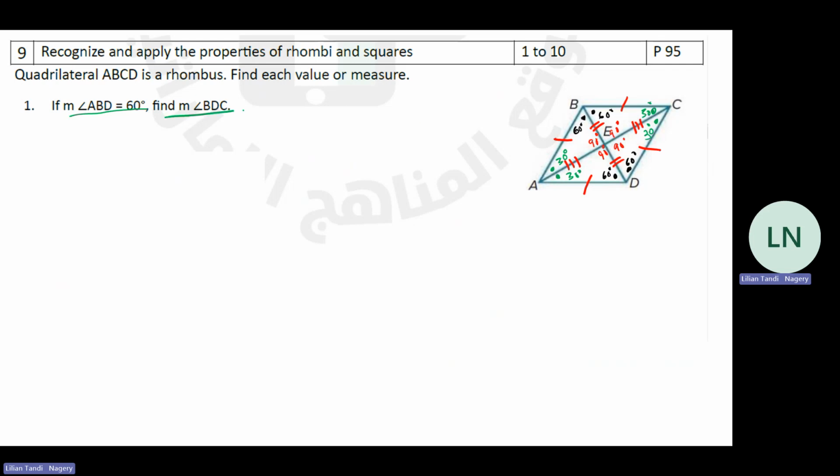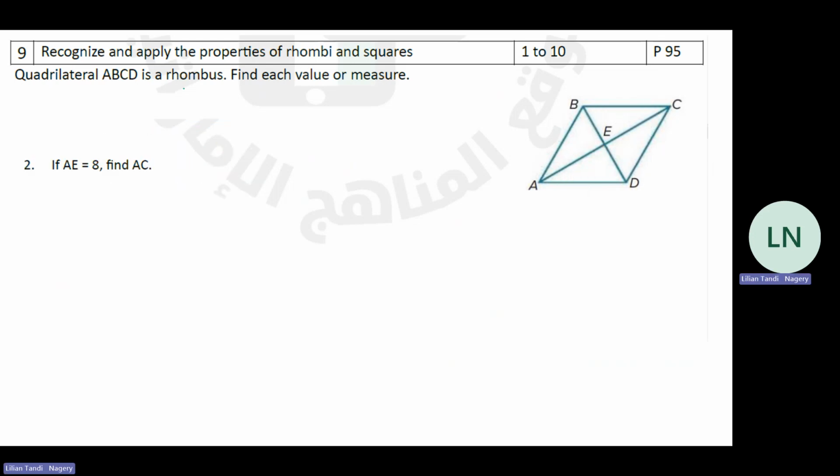Now, what do we want? We want angle BDC. BDC, and we know that it is 60 degrees. So we'll put here angle BDC equals 60 degrees, and you box your answer.